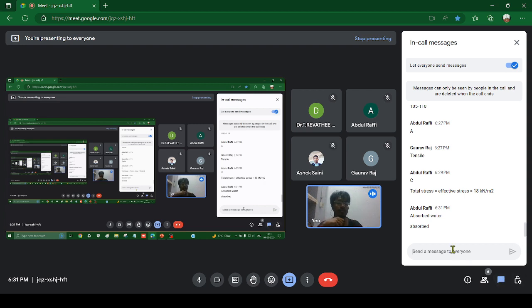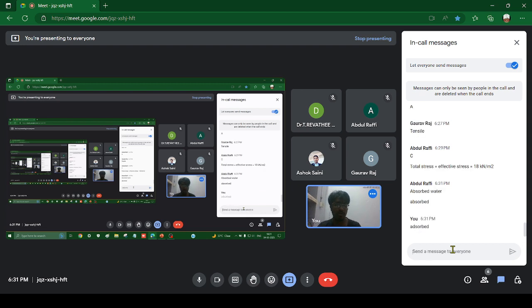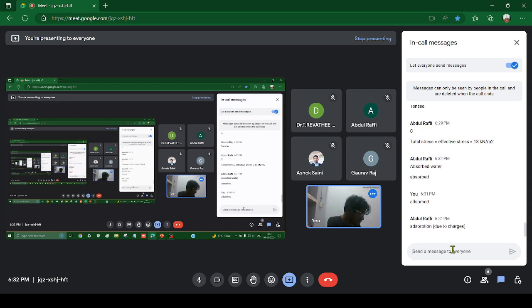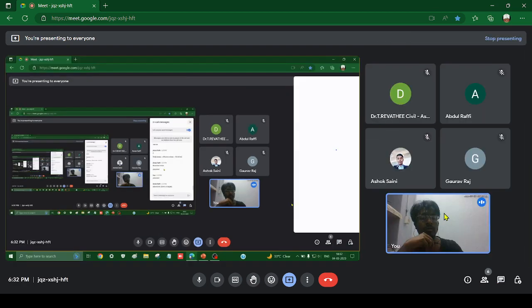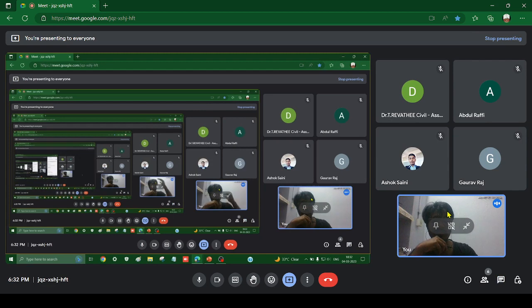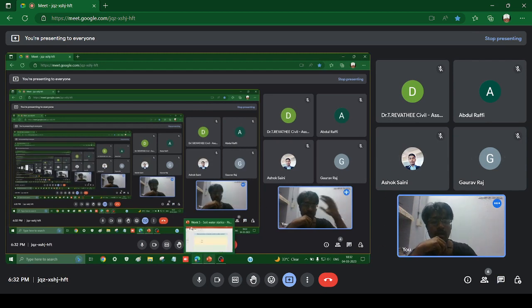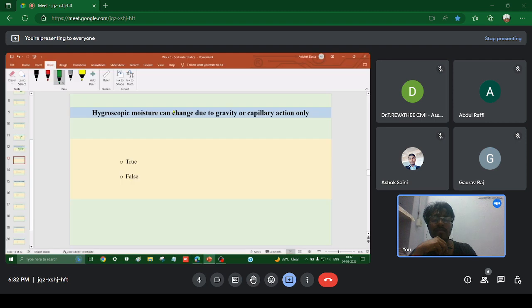What is the difference between adsorbed and absorbed? Adsorption due to charges. Yes, adsorption due to charges. I think you have made a spelling mistake previously. So it is like a film formed on the surface, due to adhesion properties. So that property, can it change due to gravity or capillary action? No, because it is an inherent property.